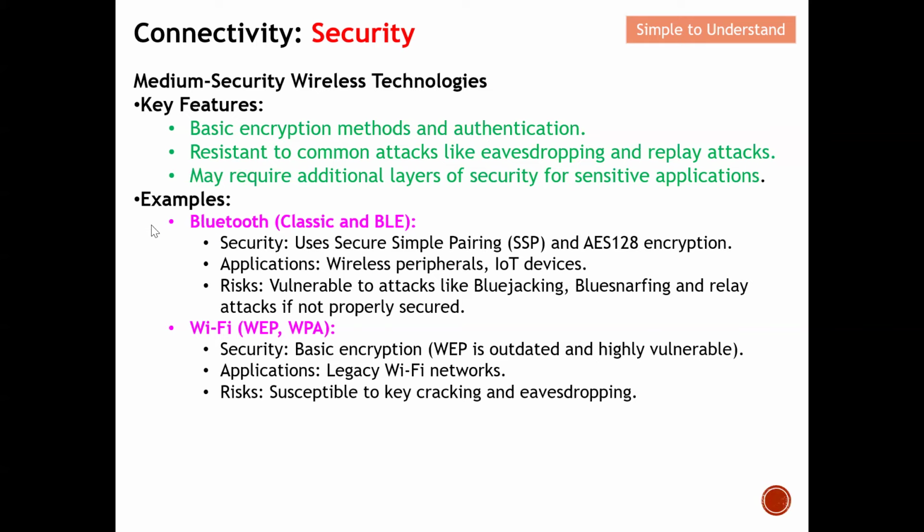Some examples of this medium security wireless technology will be Bluetooth, both the classical and also the Bluetooth low energy. The security is basically they use secure simple pairing, SSP. When you use Bluetooth for the first time, you are required to do pairing. So basically this is one form of security, and also AES 128 encryption. The application will be all those wireless peripherals and also IoT devices.